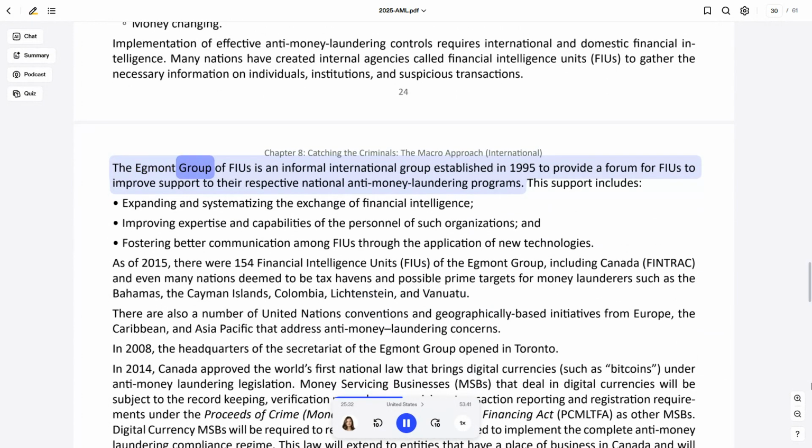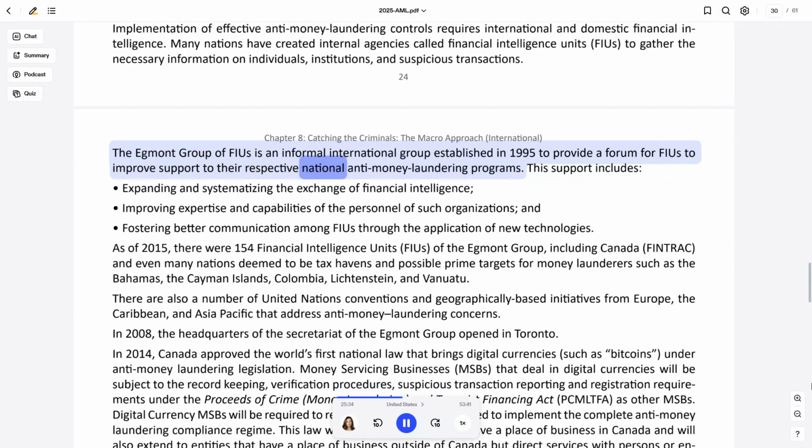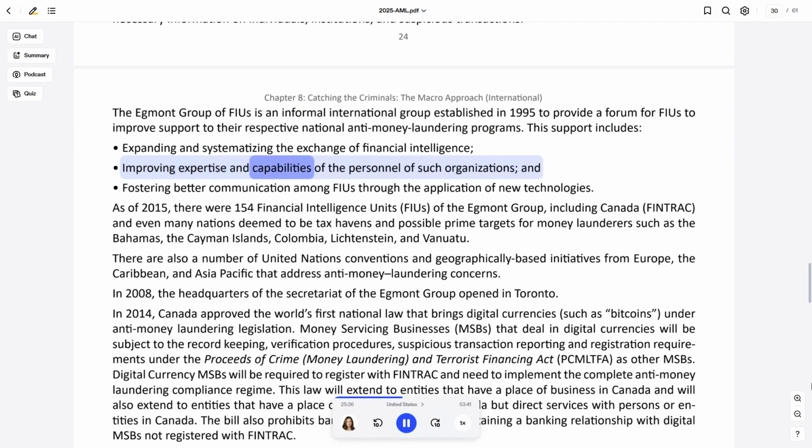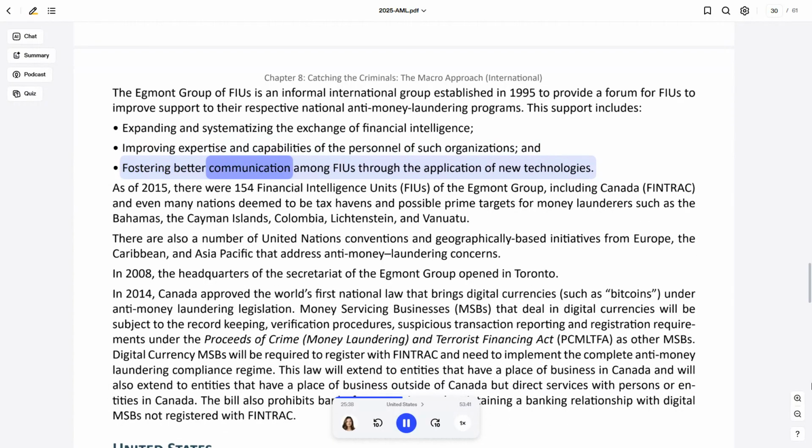The Egmont Group of FIUs is an informal international group established in 1995 to provide a forum for FIUs to improve support to their respective national anti-money laundering programs. This support includes expanding and systematizing the exchange of financial intelligence, improving expertise and capabilities of the personnel of such organizations, and fostering better communication among FIUs through the application of new technologies.